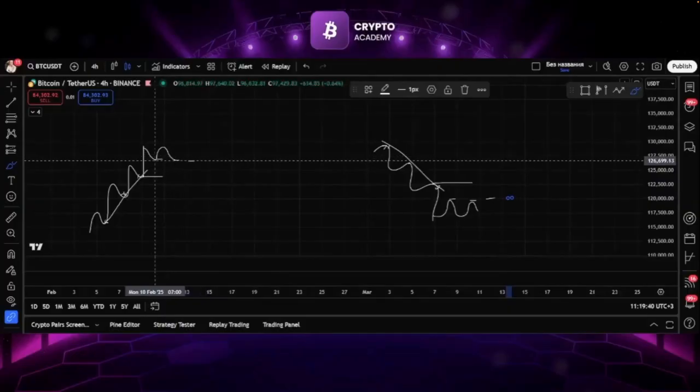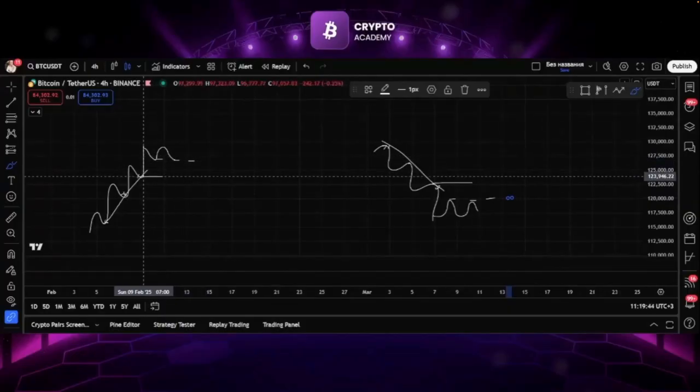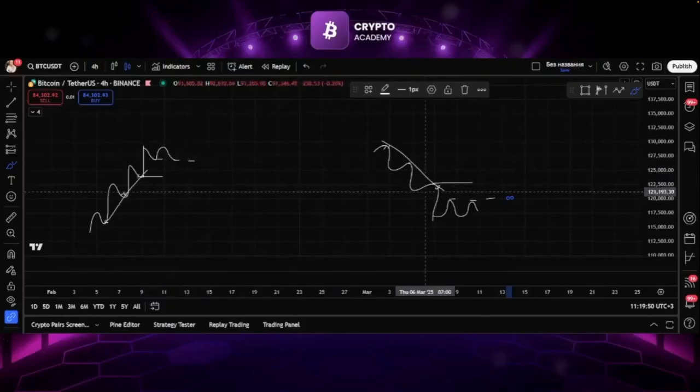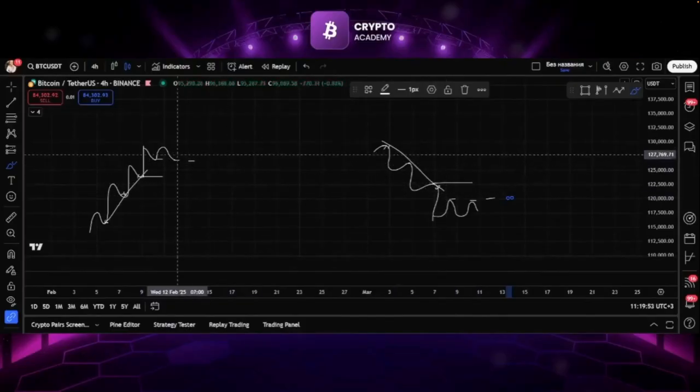You'll be able to see these levels on the scanner. And the main level will be plotted as a solid line. Early level will be in dotted line. For long positions, they will be colored green. For short positions, in red.